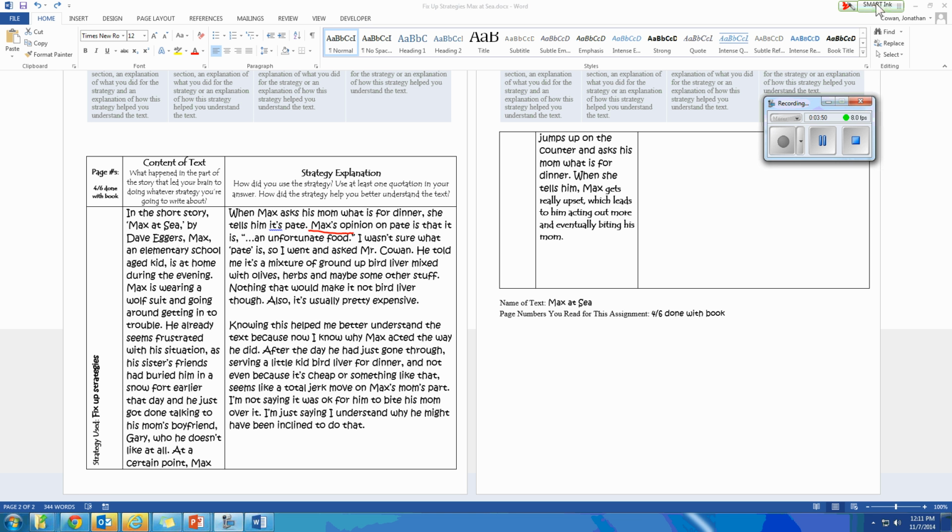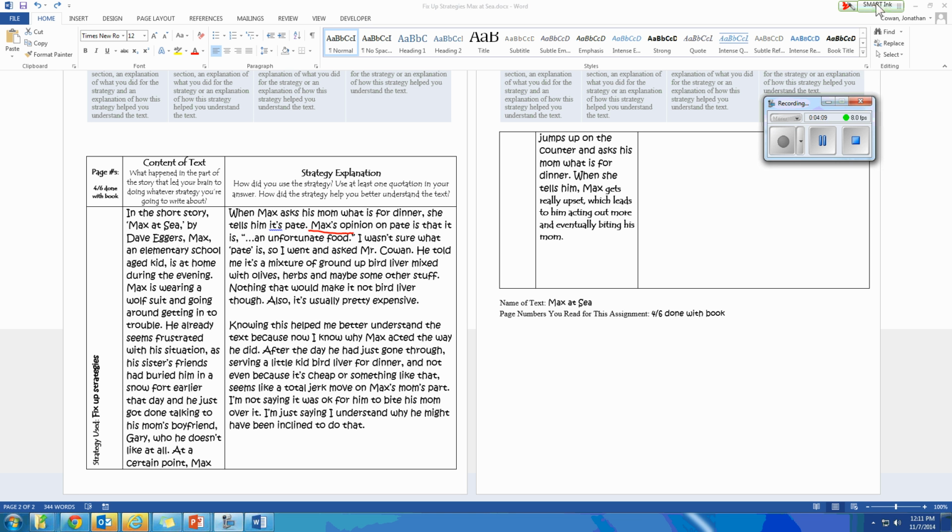So I have this context clue that Max doesn't like pate, but beyond that, do I really understand what's going on in the story? So I wasn't sure what pate is, so I went and asked Mr. Cowan. Whoa, it's so meta. He told me it's a mixture of ground up bird liver mixed with olives, herbs, and maybe some other stuff. Now, when I say bird liver, I don't mean like robins or sparrows or crows. It is like duck or like goose or like even chicken, perhaps.